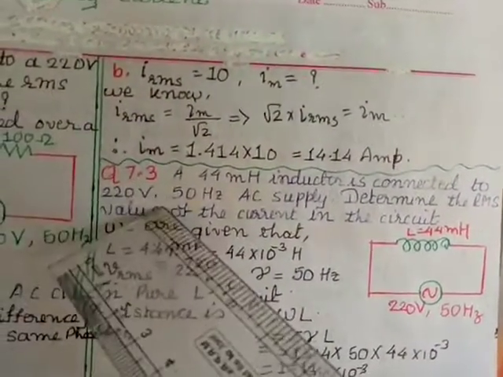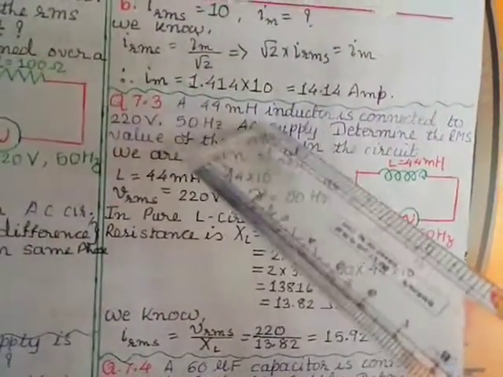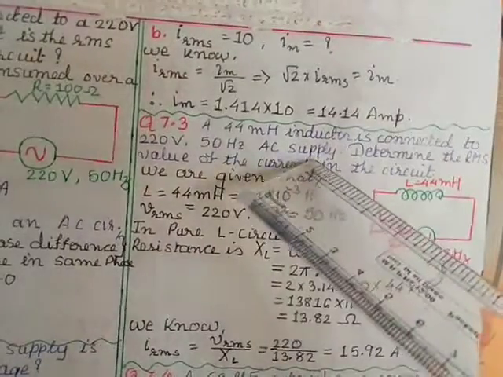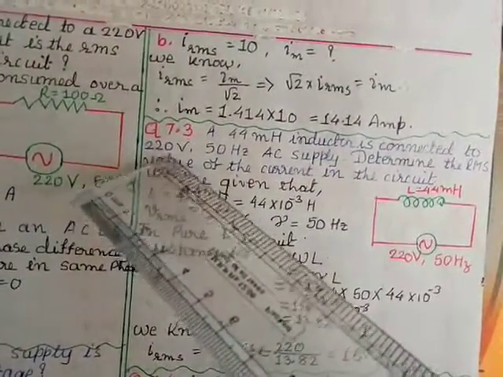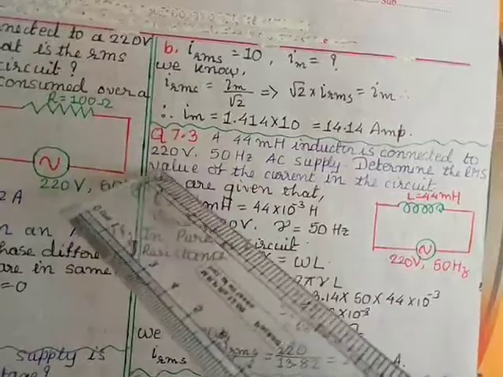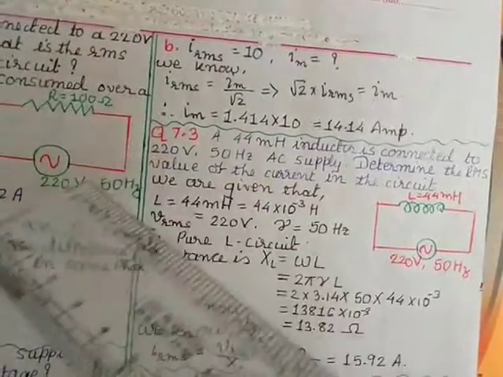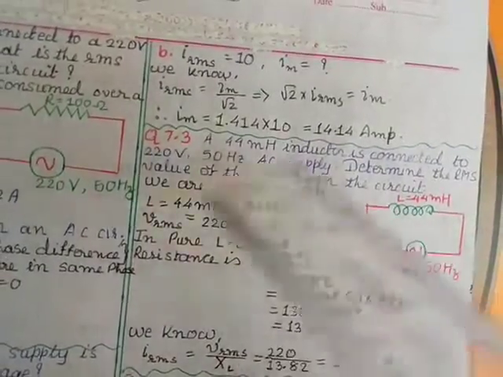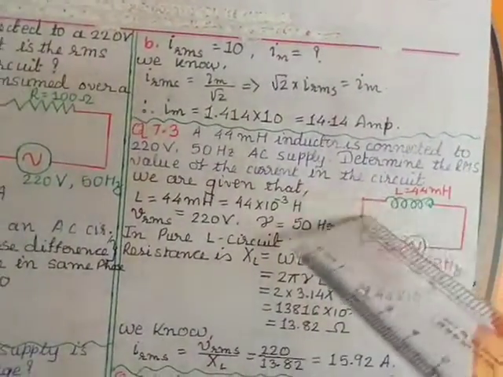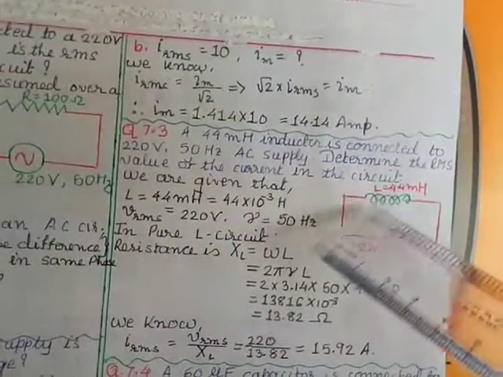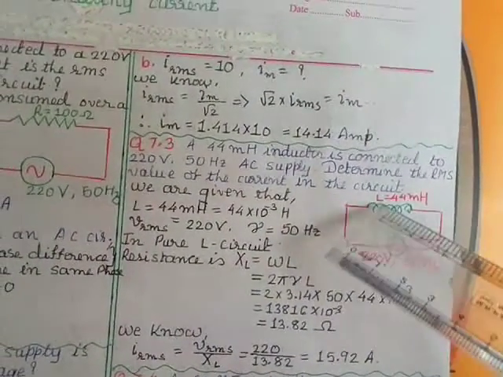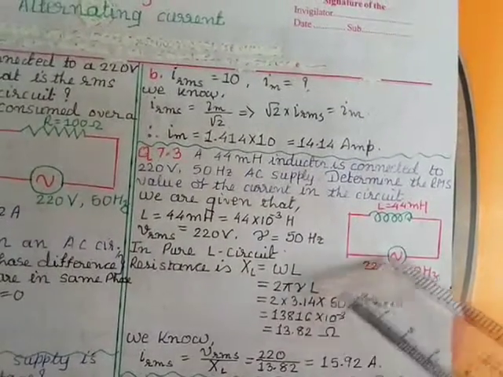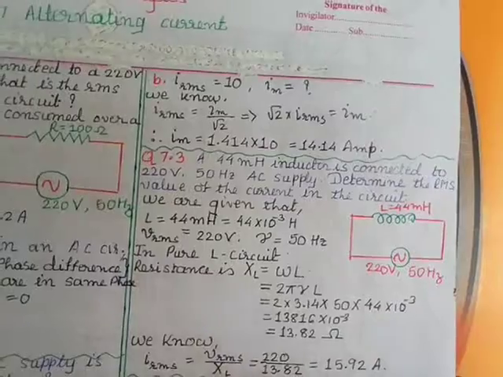Question number 7.3. A 44 millihenry inductor is connected to 220 volt 50 Hz AC supply. Here they have also not said peak voltage or highest voltage. Therefore, what will we consider? Consider it as a VRMS value. Determine the RMS value of the current in the circuit. Now this is a pure inductive circuit because it has only an inductor. Inductor is symbolized in this coil form, and it is given as 44 millihenry. It is connected to the AC supply of voltage 220 volt and 50 Hz frequency.